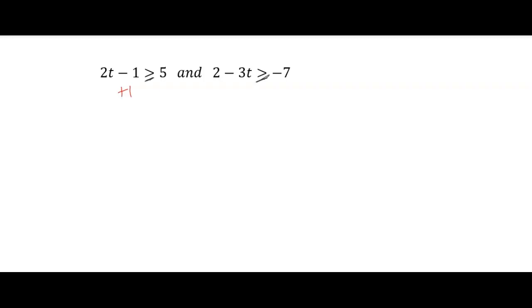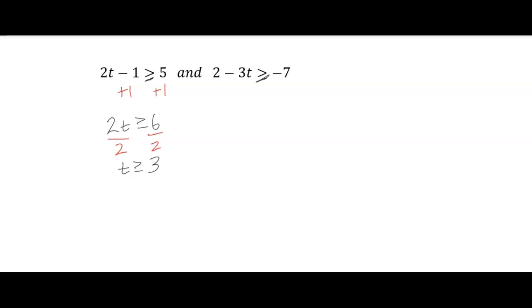Okay, so let's go through the solving process and see what we get for our answer. We add 1 on both sides here. We get 2t is greater than or equal to 6. Then we divide by 2, and we get t is greater than or equal to 3. We didn't divide by any negatives, so we don't have to worry about changing any directions. We just solve that without having to worry about directions.